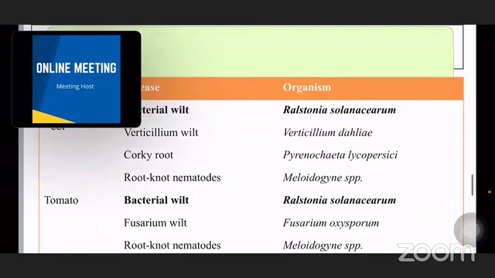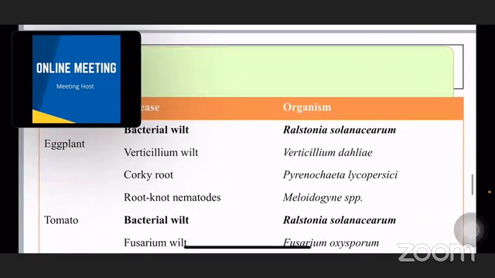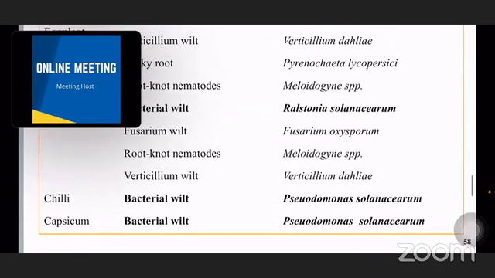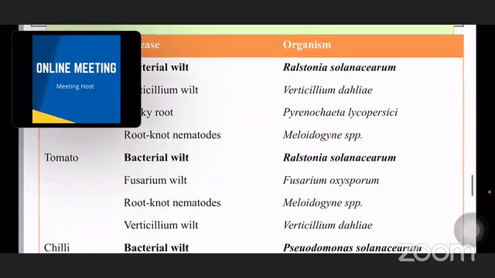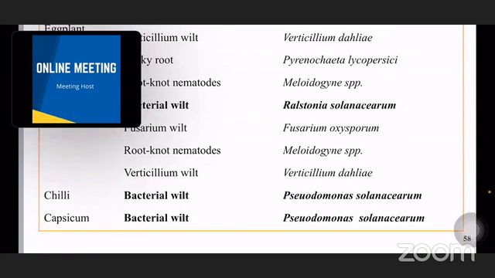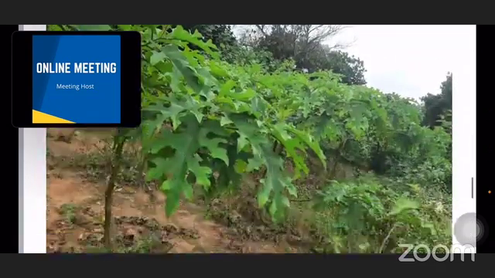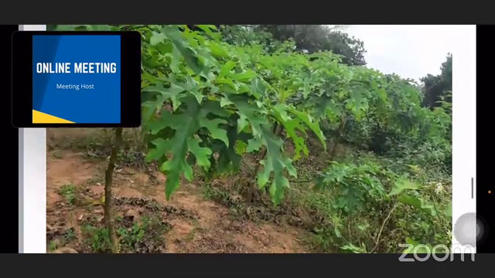Likewise in brinjal, verticillium wilt and corky root knot nematode are very big problems. In tomato and chili, bacterial wilt, as I told, is the major one. This is the best method to control these diseases. This is the mother block of the rootstock. Here, we cannot get wild species easily, right? We have to maintain the mother block.